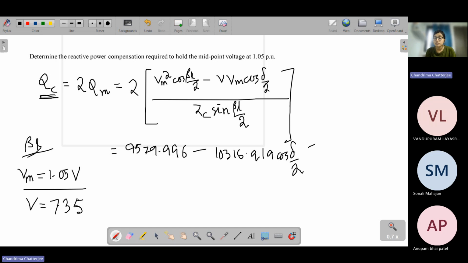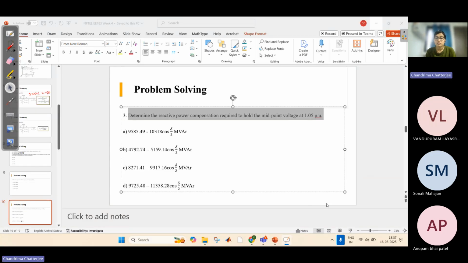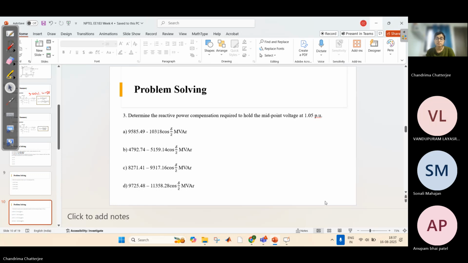I found out this expression. Ma'am, once show the options. I got related to this answer only, but not exactly this answer. I got 9695.71 minus 10411.5, ma'am. Okay, so anyway, this is the closest one, right? Option A. Yes, ma'am, I guess.